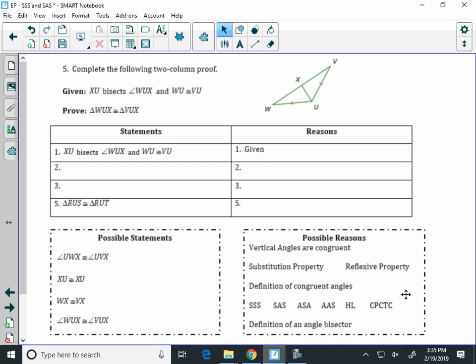For our last proof in this extra practice, we were given a word bank, and we just have to fill in the missing pieces. We were told that XU bisects angle WUV, and WU is congruent to VU. So they kind of filled in our freebies for us already. They put the given information first with given as our reason, but we're trying to prove, and sorry, that should say triangle WUX is congruent to triangle VUX.